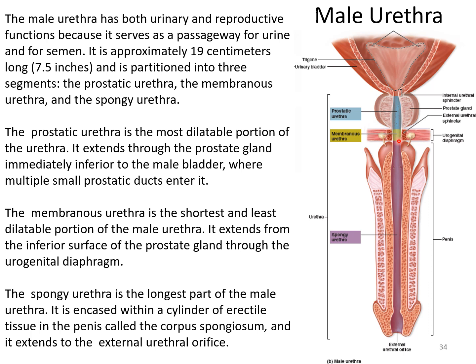And then the longest part is called the spongy urethra, and it runs through the penis, surrounded by the erectile tissue of the penis called the corpus spongiosum, and it will go all the way until you get to the external urethral orifice, where the urine can then exit the body.